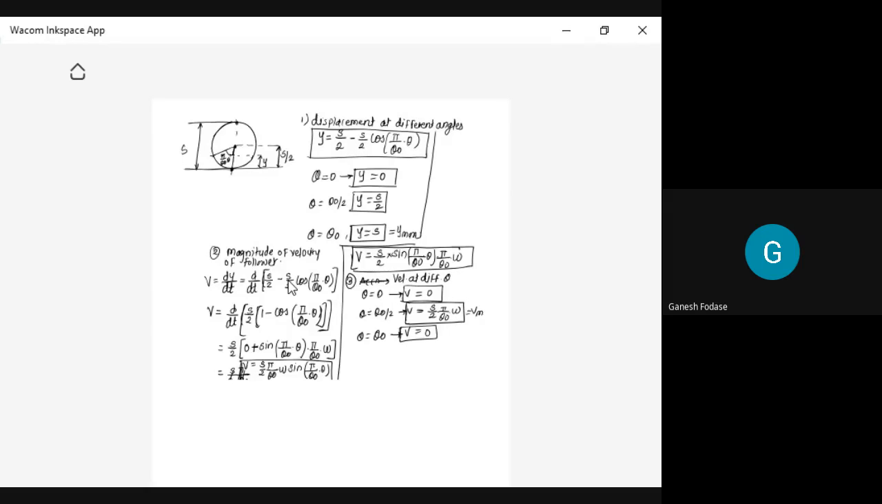Now determine the equation of acceleration.